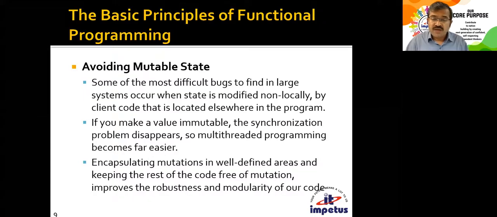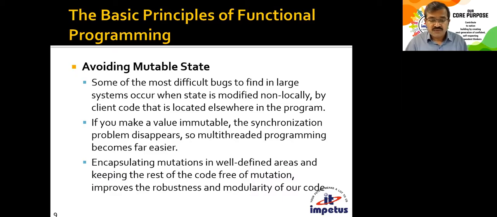If you make your value immutable, the synchronization problem disappears, because for the data that you're supplying, all of them are going to read the data. Nobody's going to write to that particular data at any point of time. So if you are writing a multi-thread application, the consistency problem, you don't even have to worry about it, because all of them can only read from the data. They cannot go ahead and modify that data. So it becomes very easy for you to write a multi-thread application by using this concept of functional programming.